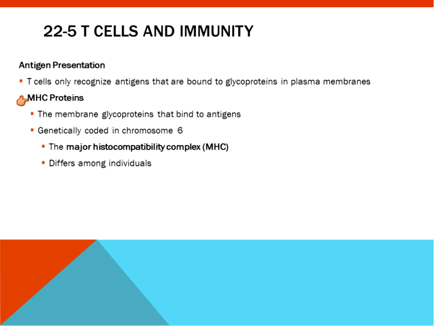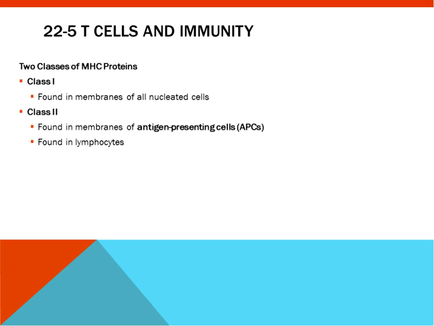Unlike what we saw for complement proteins and antibodies, which can recognize these different antigens all on their own, T cells don't have that same ability to recognize antigens that are just floating around, or cell surface markers on cells that aren't supposed to be there. They have to bind to an MHC protein, or a major histocompatibility complex protein. We have 2 classes of them, MHC1 and MHC2.